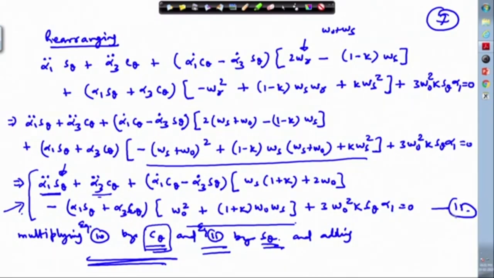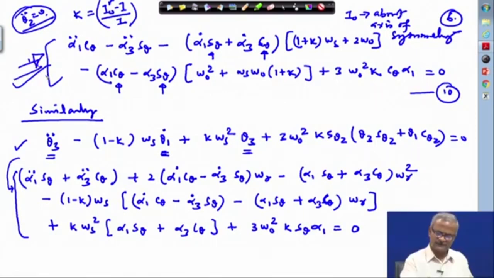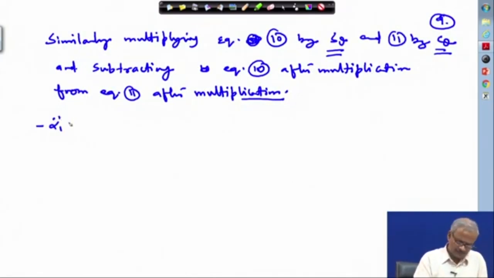This is our equation number 11 and this is our equation number 10. Okay. So, we are going to multiply this particular equation, which is equation number 10. So, for equation number 10, once we multiply, alpha 1 double dot s theta, we are subtracting. So, I am putting a sign right now here.